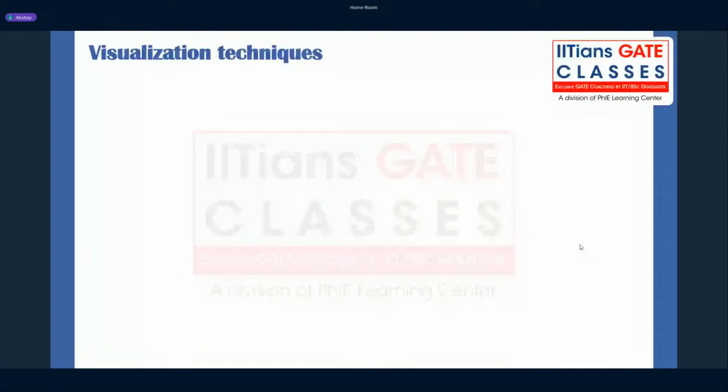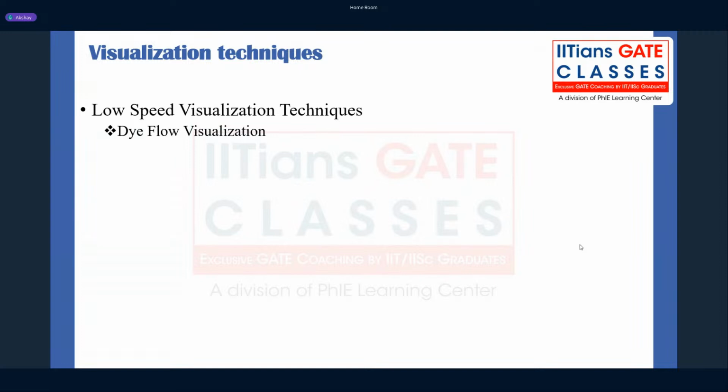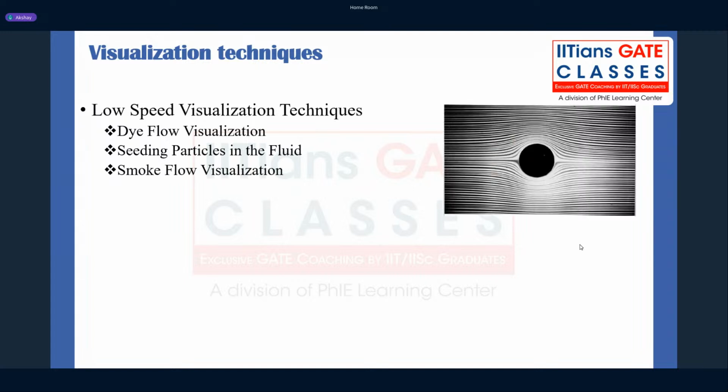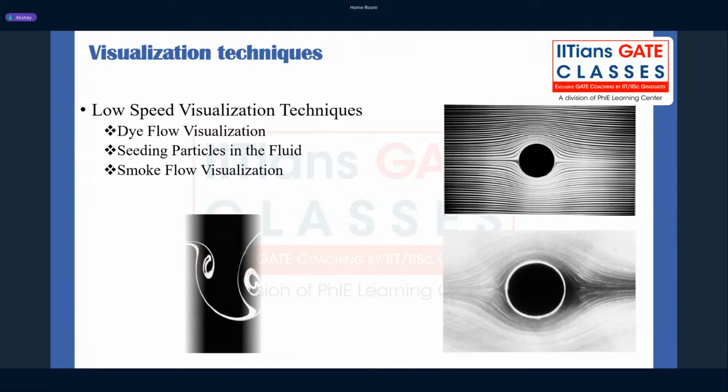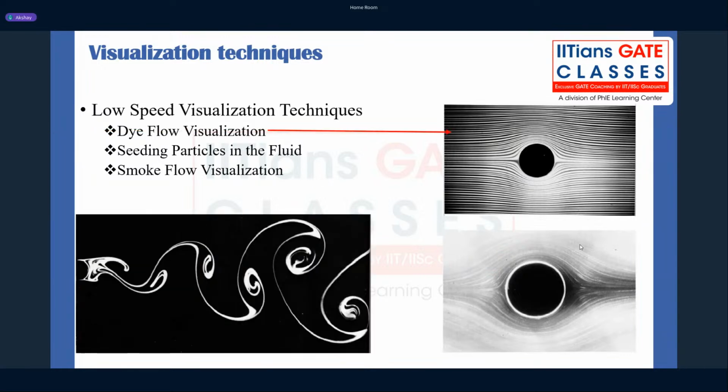If you had a water channel kind of facility, you can also have some other form of visualization techniques, mainly smoke visualization, right? Many of you are aware of. So in low speed visualizations, we have dye flow visualization, and we have seeding particles in the fluid, or we can have a smoke visualization. Let me just show the different photographs, which actually give you different flow visualization techniques available in low speed.